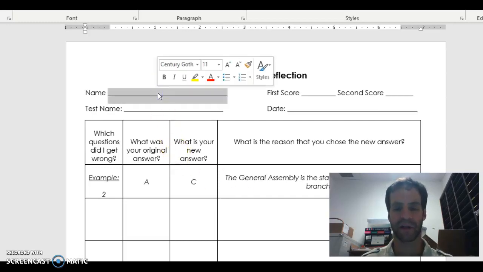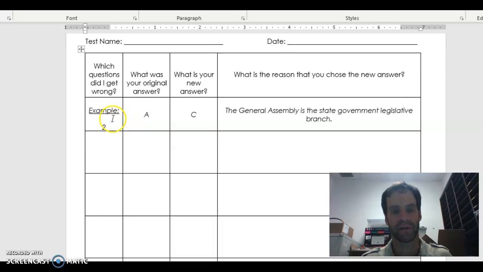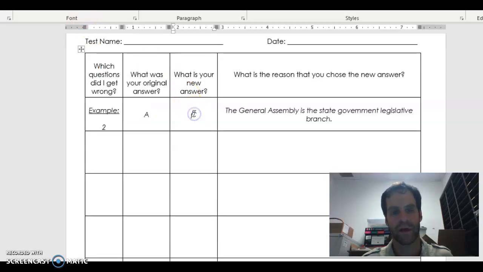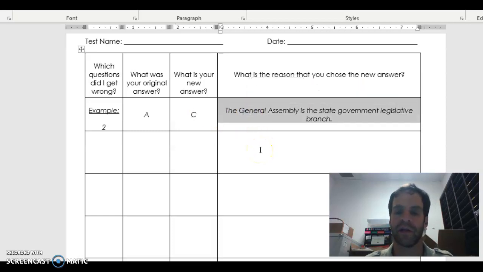Please include your first and last name. Tell me what your first score was. Don't worry about second score. It's the economics unit test and the date. You can put today's date. All right, so very simply, you tell me which number question you got wrong, right here in this column. Tell me what your original answer was, here in this column. And then tell me your new answer. The most important part is right here. You need to explain why you chose your new answer.